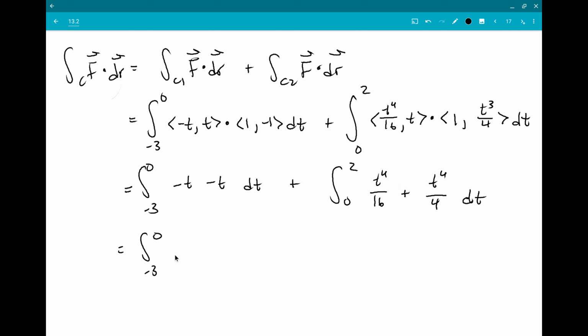So when I add everything together, I get minus 2t dt right here, plus integral from 0 to t. That's 4t to the fourth over 16 plus 1t to the fourth over 16. So 5t to the fourth over 16 dt. That was just adding fractions right there. And I told you this time I would actually evaluate it. So let's do that.